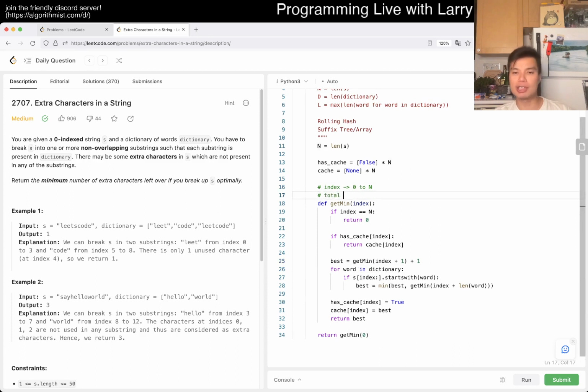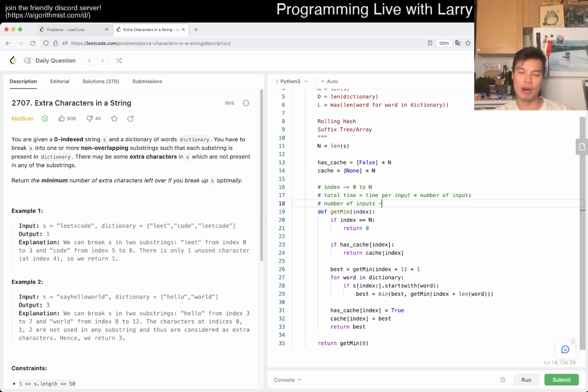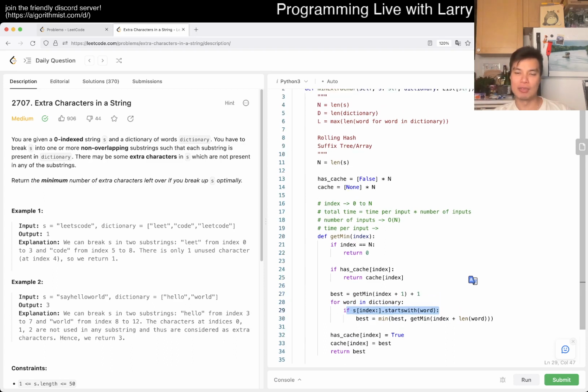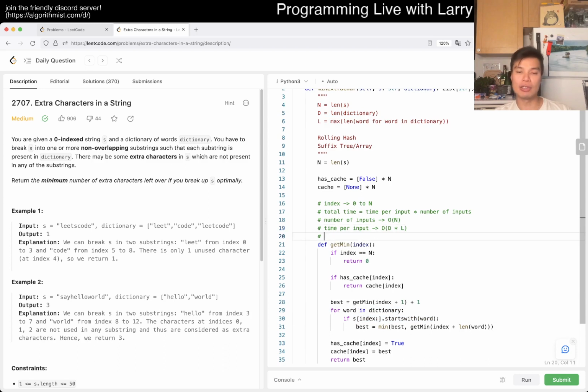So total time is time per input times number of inputs. The number of inputs, as we said, is going to be O of n. The time per input: for each word we use, we do a comparison at this index, so that's going to take O of D times L. This is O of D, this is O of L, and so total time is just going to be O of N times D times L. And that's pretty much the idea.